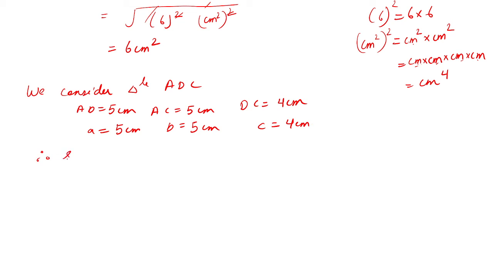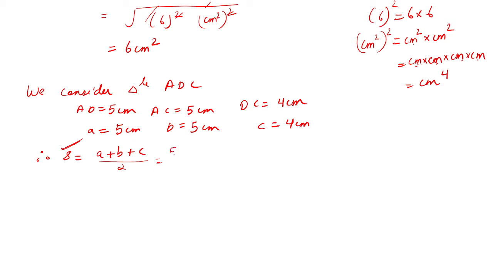Therefore, what do you have to find? S, that is (A + B + C)/2. Remember, we're using Heron's formula because we do not know the height of the triangle. And since we do not know the height, in order to use Heron's formula, our most important step is to find S. This S means semi-perimeter. That means half of the perimeter.